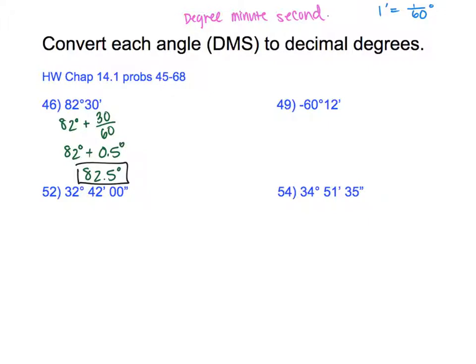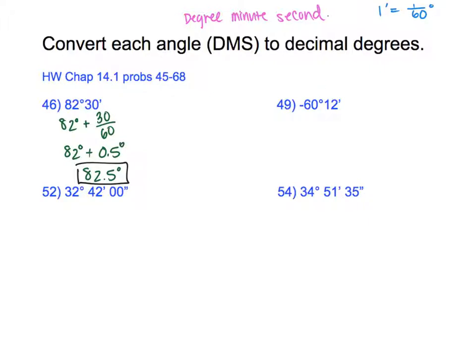So for 49, we're going to do the same thing. It's just a negative sign. What I do when it's a negative angle is I ignore it first and just convert it as it is. Then once I'm done converting, I'll add back in the negative. That way I don't have to deal with the negative sign when I'm converting.